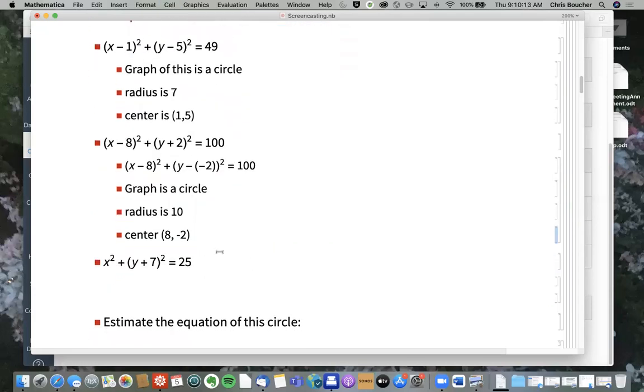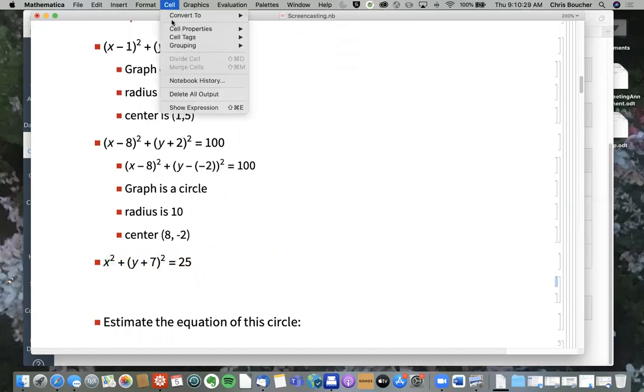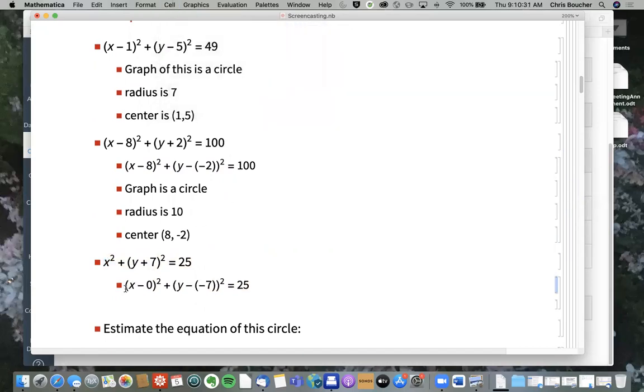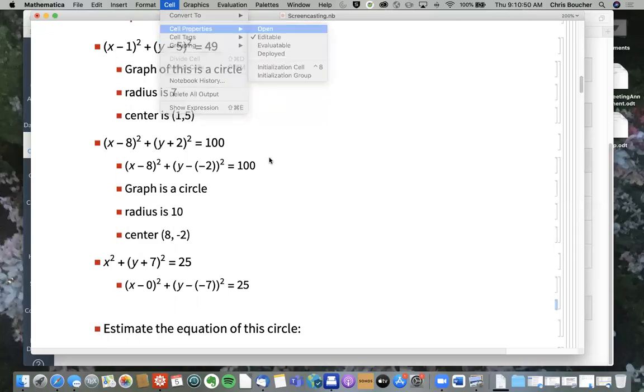All right, one more example of this kind. And again, the complexity here is that we have a plus sign between the y and the 7, but now we know that's not a big deal. Doesn't look like we have an x minus h, we just have an x squared. But that's easy enough to rewrite. I can rewrite x as x minus 0. And then as before, I rewrite y plus 7 as y minus negative 7. So now it has the right form. I can see the radius is 5, the square root of that number, and the center is 0, comma negative 7.